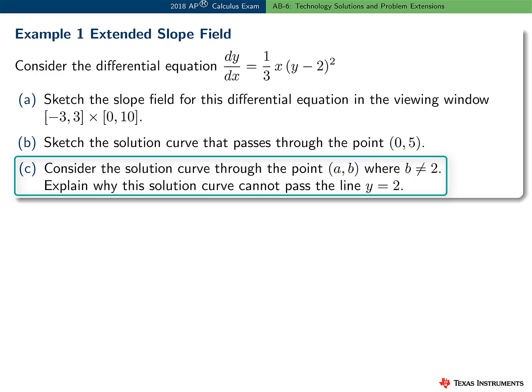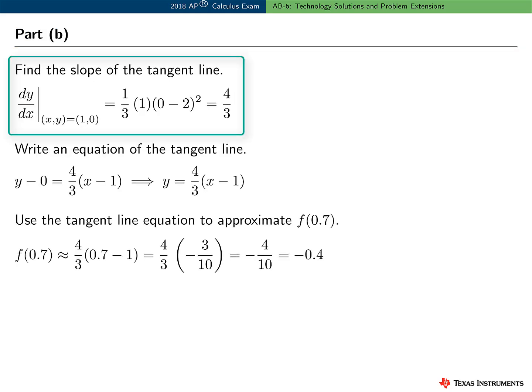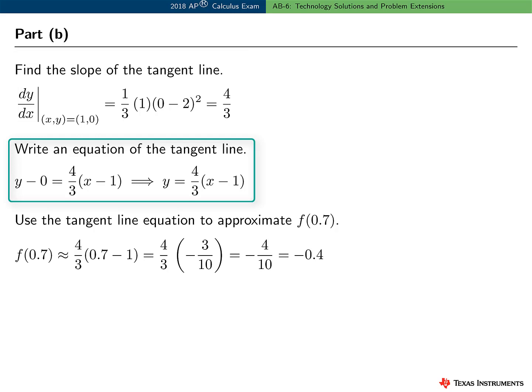Explain why this solution curve cannot pass the line y equal 2. In part B, we need an equation of the tangent line through the point (1, 0). To find the slope, we use the expression given for dy/dx. Then use the point-slope form to find an equation for the tangent line through (1, 0) with slope 4/3.